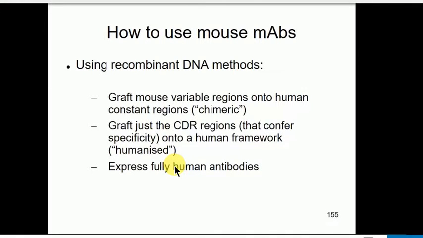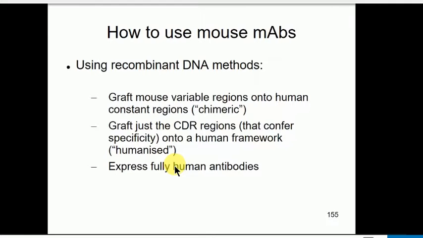But of course, using recombinant DNA methods, you can combine any bit of DNA with any other bit of DNA. So you can start to do things like re-engineer the antibody so that you now just take the variable domain of the mouse gene and stick it onto the constant domain of the human gene. So now it looks a little bit more human because the Fc domain is now human. That's got a double advantage. One is that it's not recognised as foreign as much anymore. The other, of course, is that now the human Fc receptors are better at recognising that antibody than they were at recognising the mouse antibody.